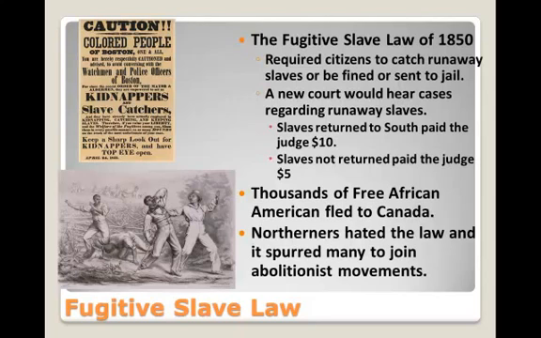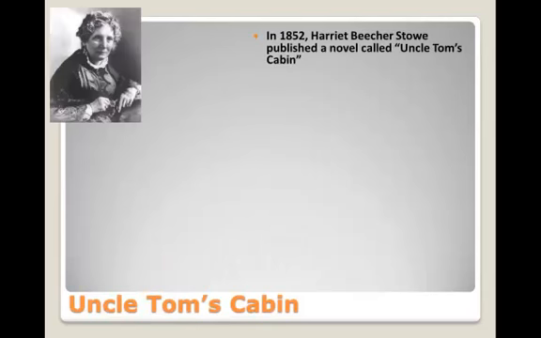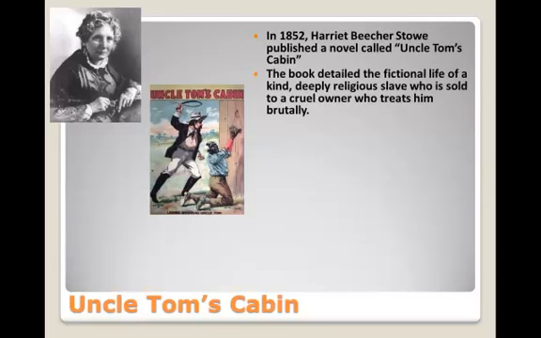Northerners hated the law because it forced them in the position of returning slaves that they didn't believe should be returned, and so it spurred many people to join the abolitionist movements. In 1852, a woman named Harriet Beecher Stowe, who had never been a slave, she was a white woman, published a novel called Uncle Tom's Cabin. The book detailed the fictional life of a kind, deeply religious slave who was sold to a cruel owner who treats him brutally. It also discusses some of the other slaves and their escape attempts and what happened to them when they were caught.